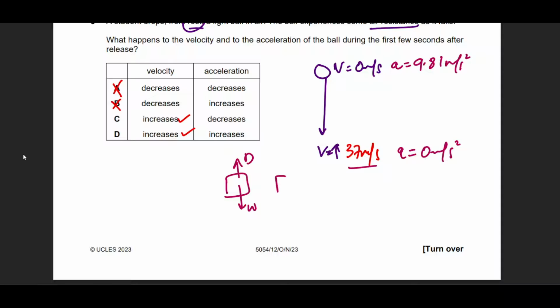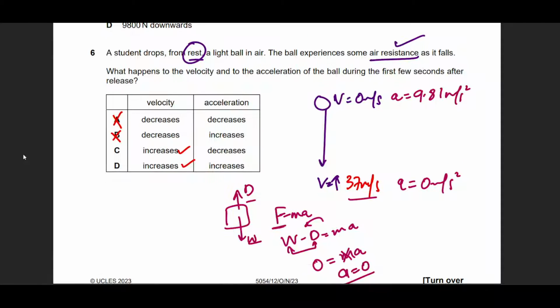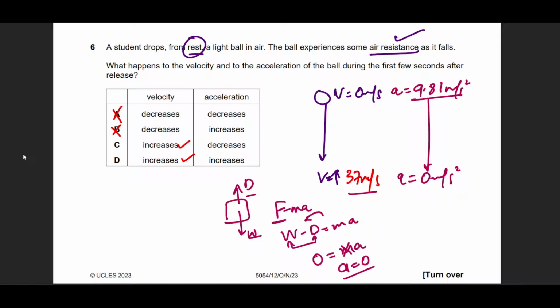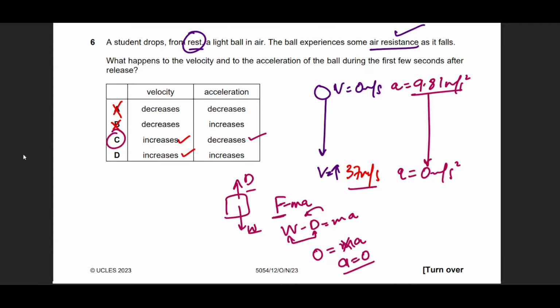At that moment, according to F equals ma, there is no more resultant left. The weight becomes equal to drag, so the equation is W minus D equals ma. When both of these values are equal, the left-hand side of the equation becomes 0. So 0 equals ma. Mass is not 0, so acceleration is equal to 0. This actually happens gradually. At the start it has 9.8 and eventually it gets to 0. So acceleration decreases throughout the motion. So C will be the answer.